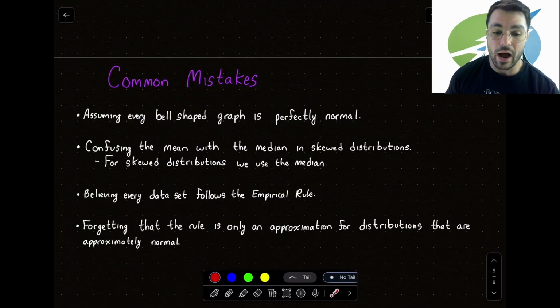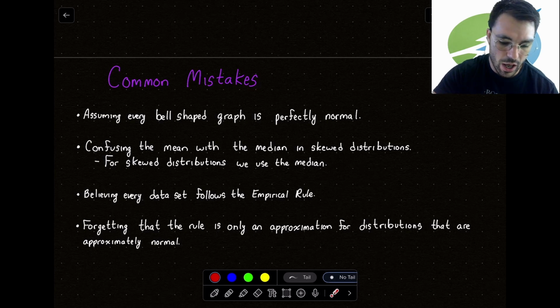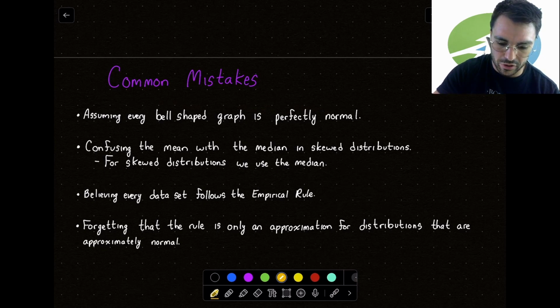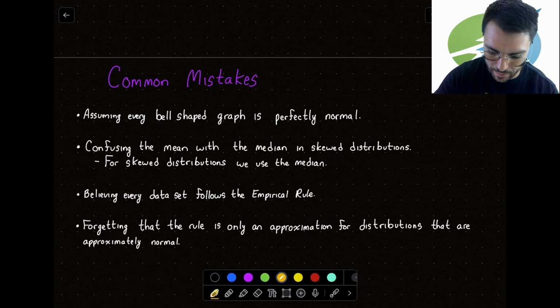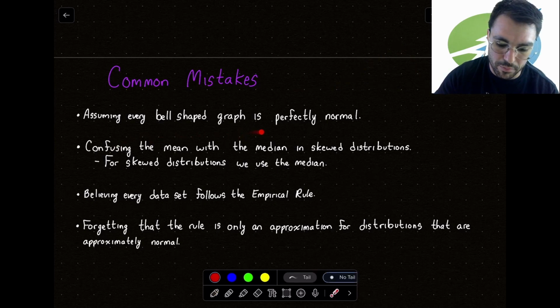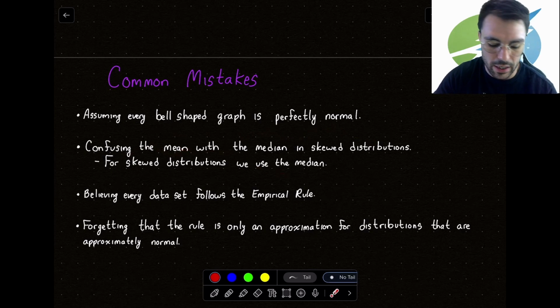All right. Common mistakes when looking at the normal distribution: assuming every bell-shaped graph is perfectly normal. So we could have skew. It could look something like this. That wouldn't be perfectly normal. Confusing the mean with the median in skewed distributions. There we go. For skewed distributions, we use the median. I discussed this in a previous video as well.